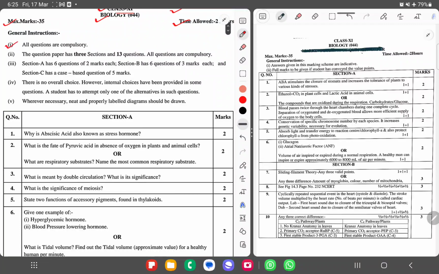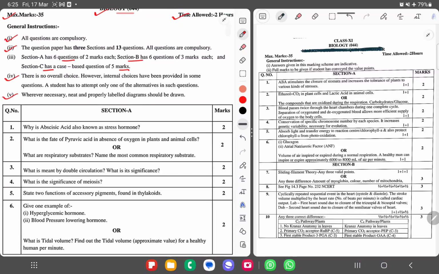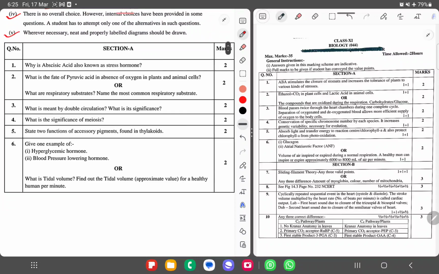General instructions: all the questions are compulsory. There are three sections, 13 questions, all compulsory. Section A has 6 questions, section B has 6 questions of 3 marks each, and section C has a case-based question of 5 marks. There is no overall choice, however internal choices have been provided in some questions. A student has to attempt only one alternative in such questions. Wherever necessary, neat and properly labelled diagrams should be drawn. Okay, so let us start.